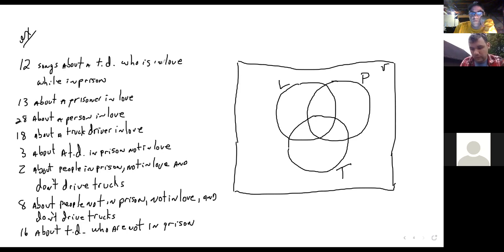Songs about a truck driver who is in love while in prison. And it says there's 12 of them. So into that region, I put 12. And I've used that piece of information. Okay. And then onward and forward. If I go to the second piece of information here, it says 13 about a prisoner in love. So that's the intersection of P and T here. And this is where we begin to separate it out.